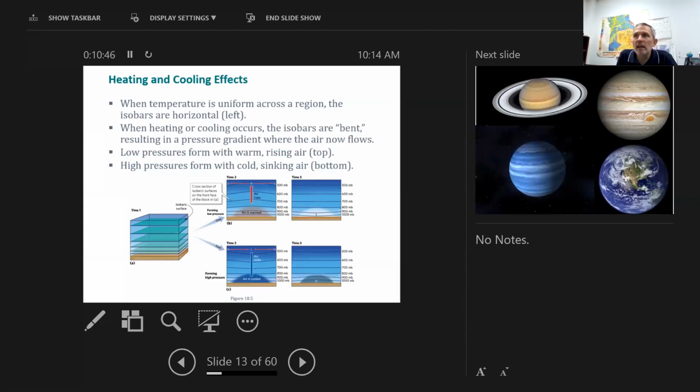Now, when we start heating and cooling these airs, hot air is going to start to rise, and if hot air is rising, the weight of the overlying air is going to be less. So if the air in the upper image is rising up, the weight of the overlying air is going to be less, and as a result, it's going to create a low pressure.